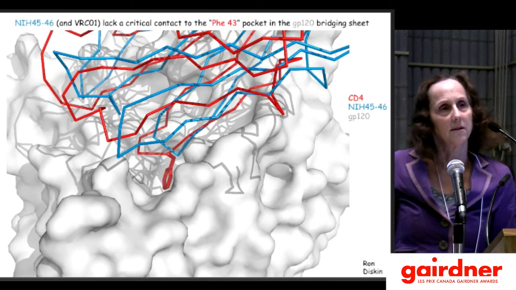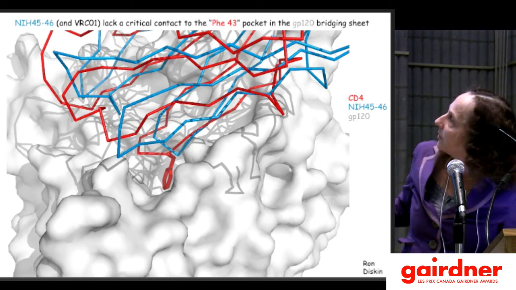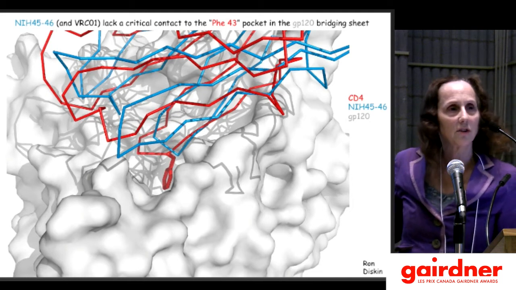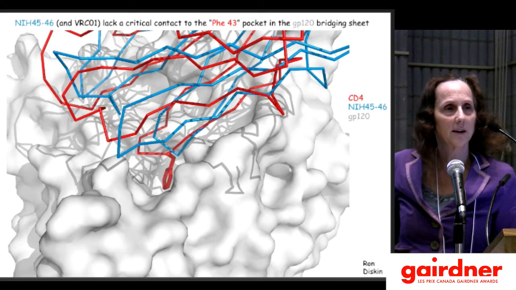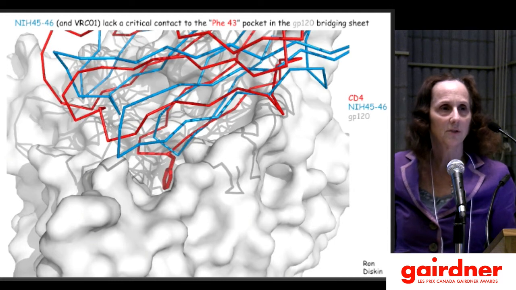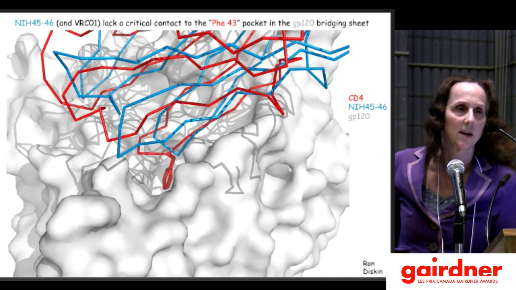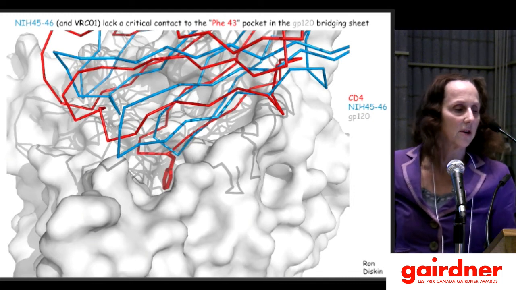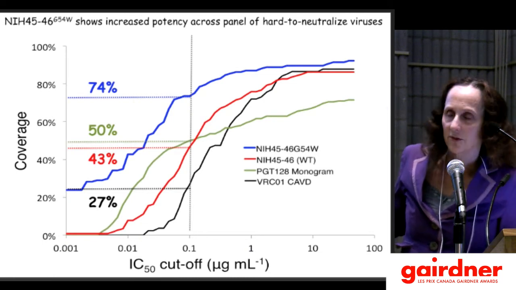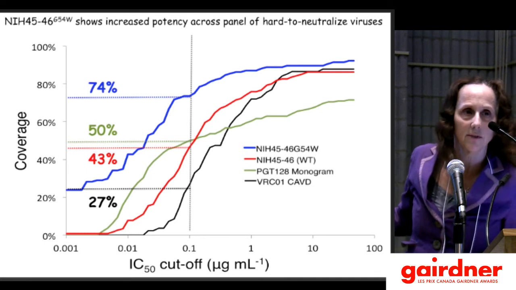So what Ron did was to make a series of hydrophobic substitutions at this position in this antibody, and that position is 54. And so eventually he made a very, very good antibody that we call G54W, which means he substituted the glycine at position 54 of the antibody for a tryptophan. And he made other substitutions that are also good, but this one was the best one. So I'm going to show you on this coverage curve a summary of the efficacy of that antibody compared to a variety of other antibodies.